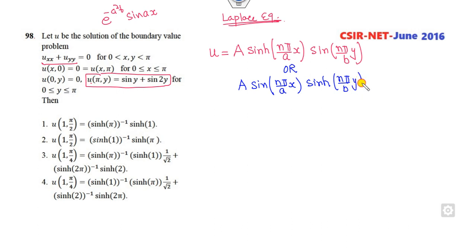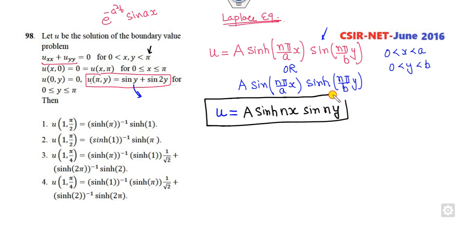What are a and b? A and b are the limits of x and y. Now read the statement. It is given to you in terms of y, sine of y. So that means this is the equation form. So I can write the solution as: a sine, what is the a? The upper limit of this is pi, so pi will be cancelled out, sine nx, and b is again pi, so it's sine ny. This is my solution. Now what is the value of n? In this case n is 1, in this case n is 2.